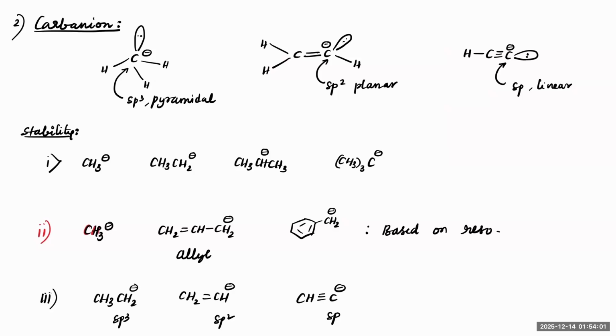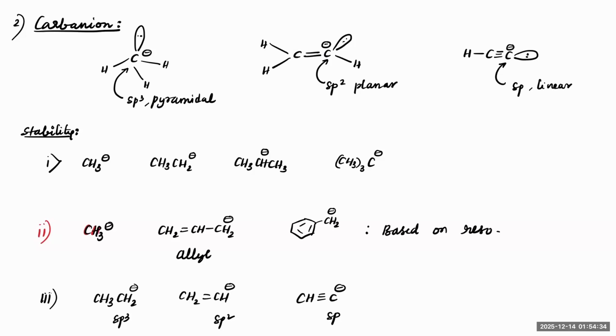Carbanions, which means carbon carrying a negative charge. If only single bonds are present, you would say carbon is sp3 hybridized with a pyramidal structure. If carbon has one pi bond already existing, then it is sp2 hybridized and planar. If it has two pi bonds already existing, then it is sp hybridized and linear. These are the types of carbanions you will generally observe.